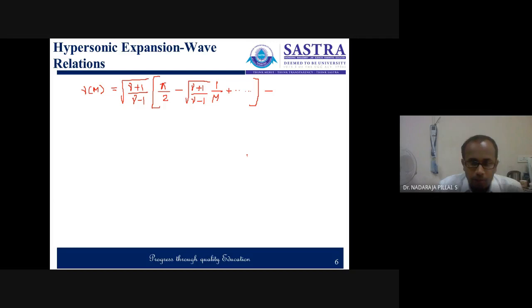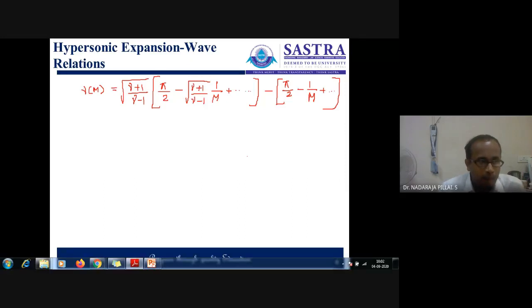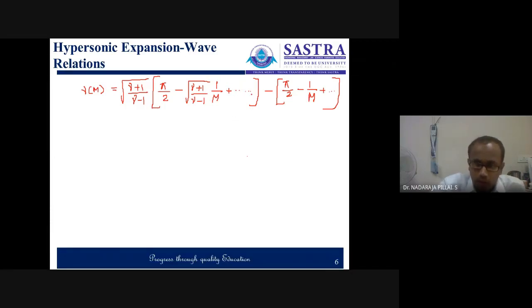Minus tan inverse of m. So tan inverse of m can be written as pi by 2 minus 1 by m plus, we can go further. So this is the equation now in terms of m, right? Here we know that there are a lot of higher order terms, right? 1 by 3 m cube, here also 1 by 3 m cube and all.